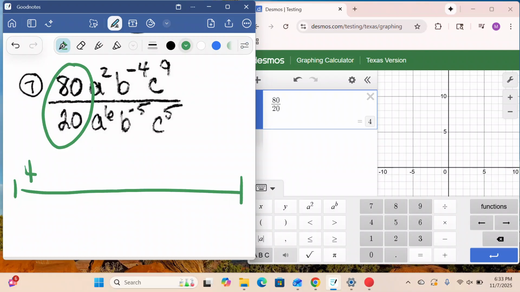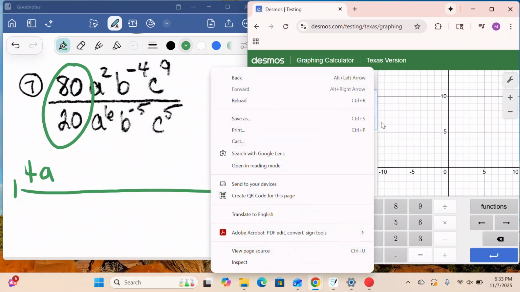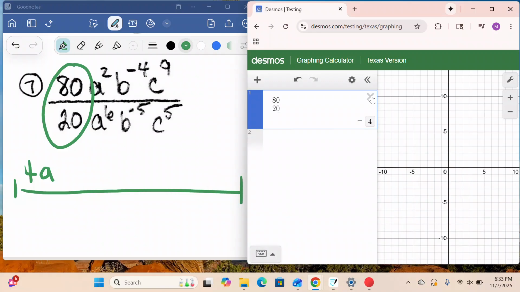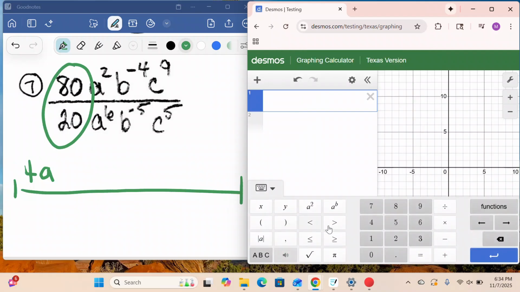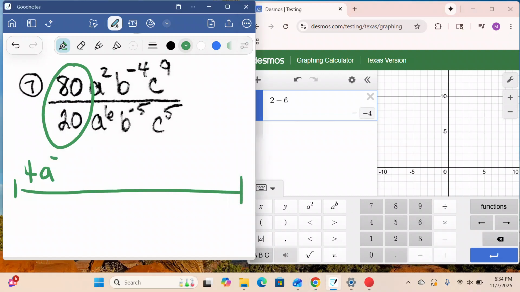Next we have an A and an A, so I'm going to put an A right there. And what I'm going to do is subtract the exponents because I'm dividing with the same base. So I'm going to put it into Desmos, and it's going to be 2 minus 6. And 2 minus 6 is a negative 4, so I have a negative 4 right there.